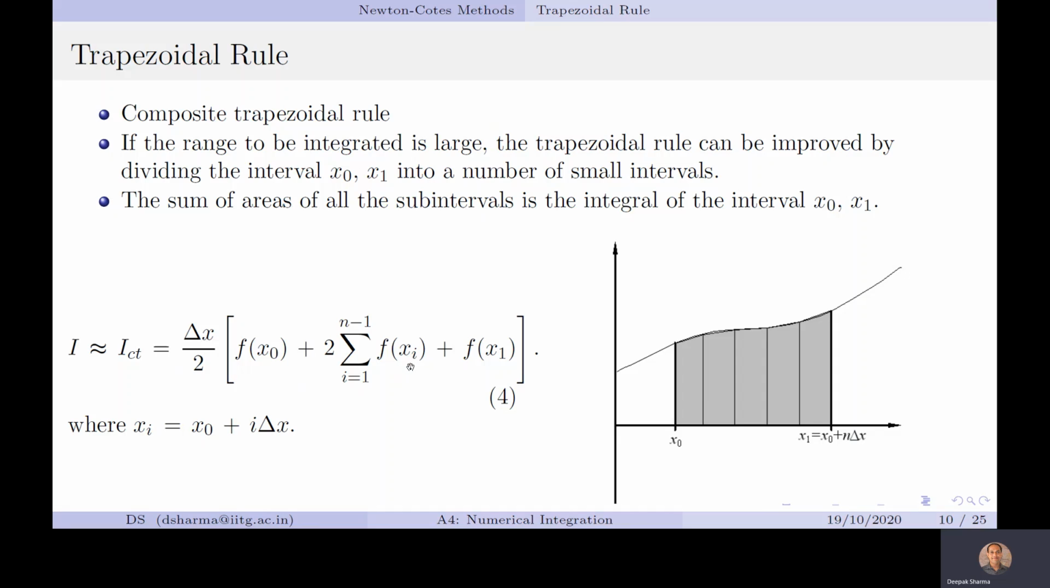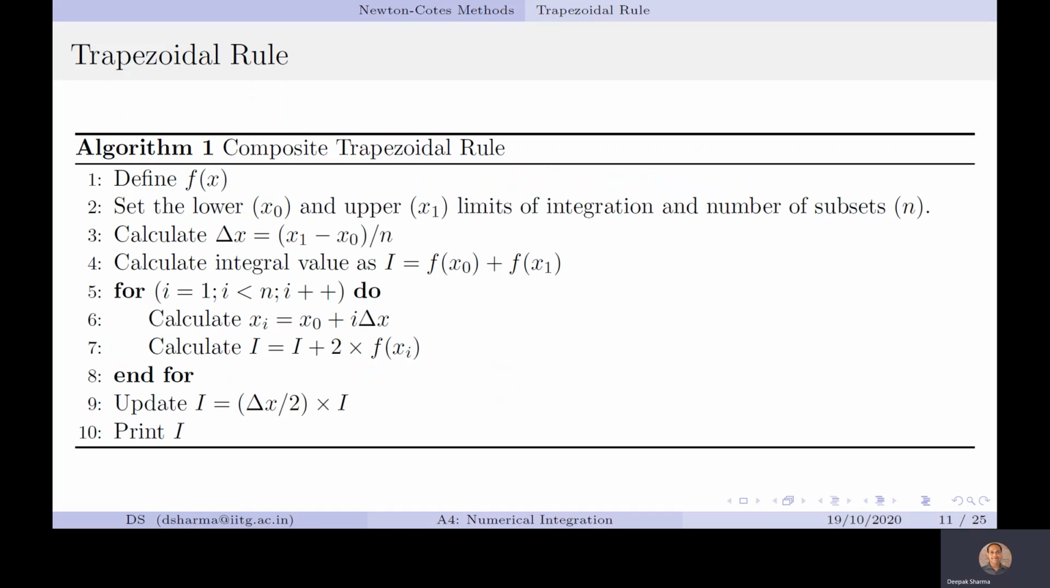Now the point is how I can calculate xi. So xi we can write as xi is equal to x0, the starting point, plus i times delta x. The delta x we already calculated as x1 minus x0 divided by n. So that way we are going to find the numerical integral value for this particular function.